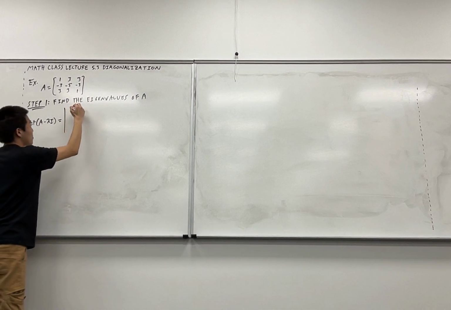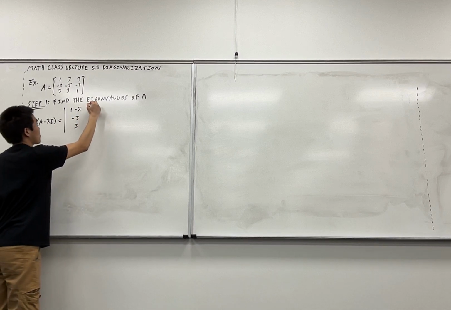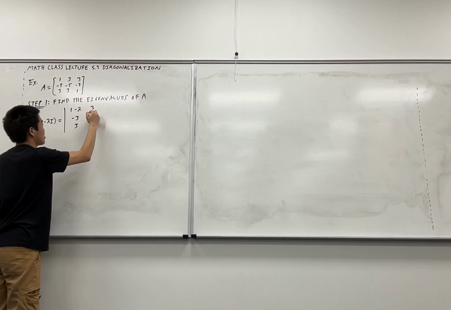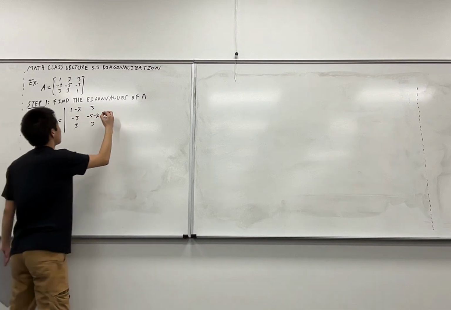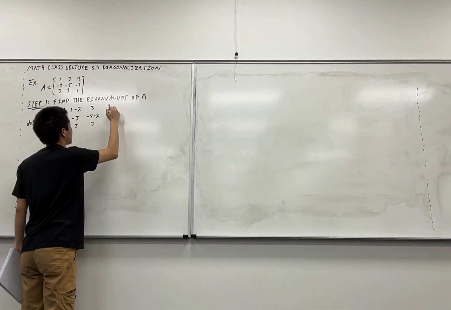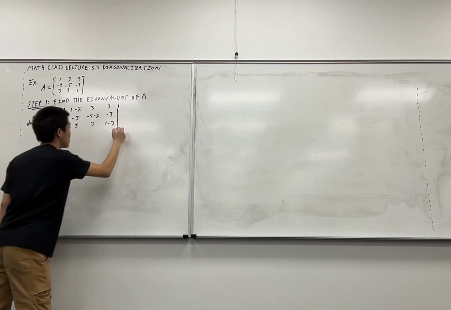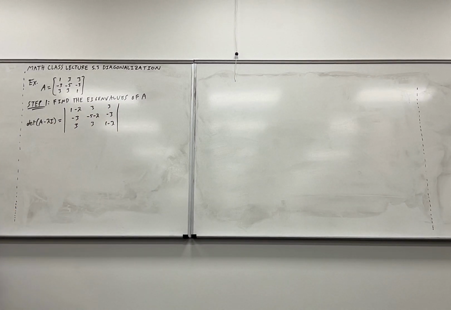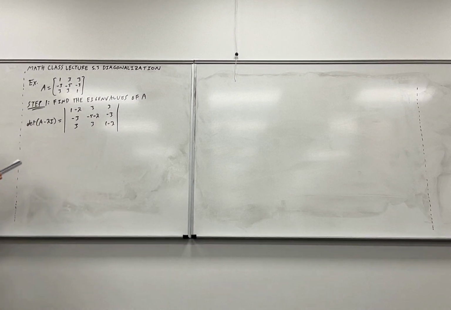So 1 minus lambda, minus 3, 3. And then we have 3. Now here's the next diagonal entry, so it's minus 5 minus lambda, 3. 3, minus 3. Now here's a diagonal entry, 1 minus lambda. Please do not forget to put the minus lambdas on your diagonal. Okay, and then now we just get to do some horrendously unfun, tedious algebra to get to our characteristic polynomial.